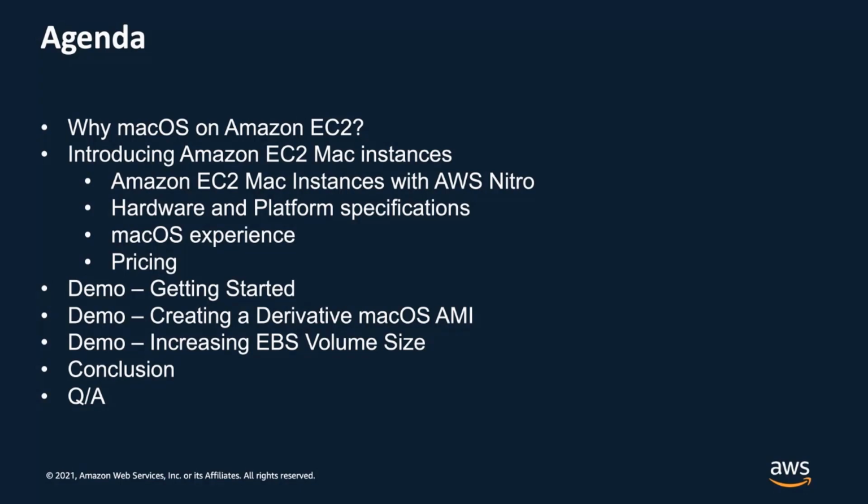And once we have had an overview of these EC2 Mac instances, we are quickly going to pivot to a couple of common use cases and a demo to get a feel for what EC2 Mac instances offer. We will cover how to quickly get started with EC2 Mac instances, how you can create a derivative macOS AMI, and how you can increase the EBS volume size, which tends to be a common use case that our customers talk about. Then we will conclude and open the floor to any Q&As, any questions that you may have that we can potentially answer.